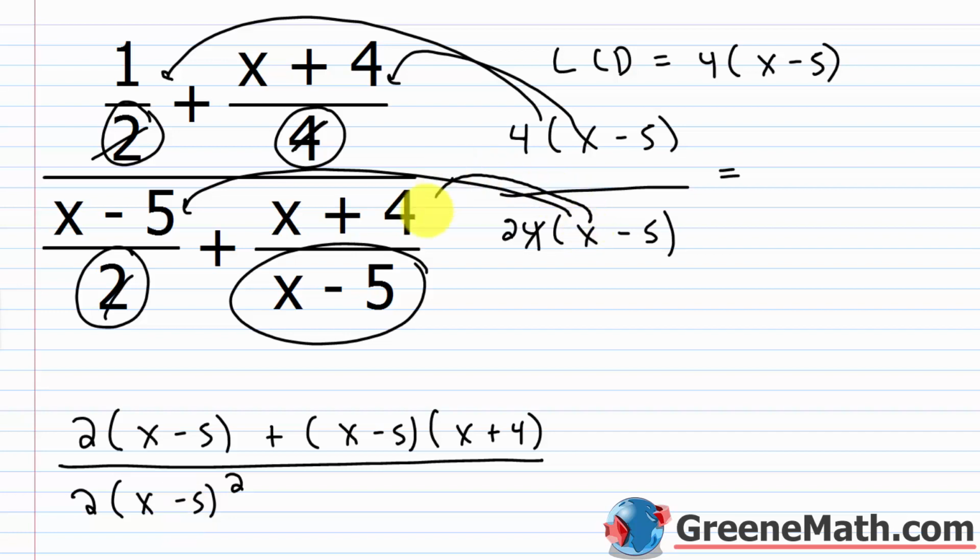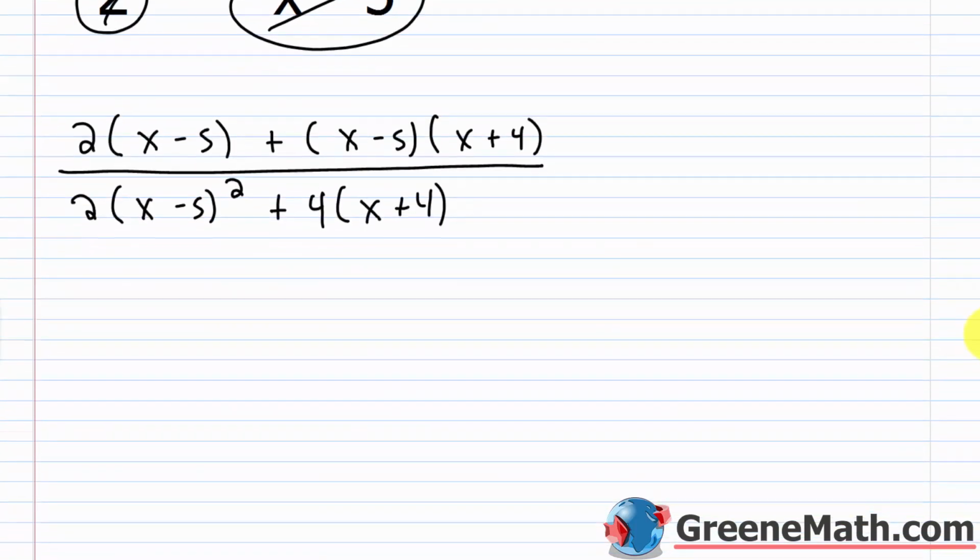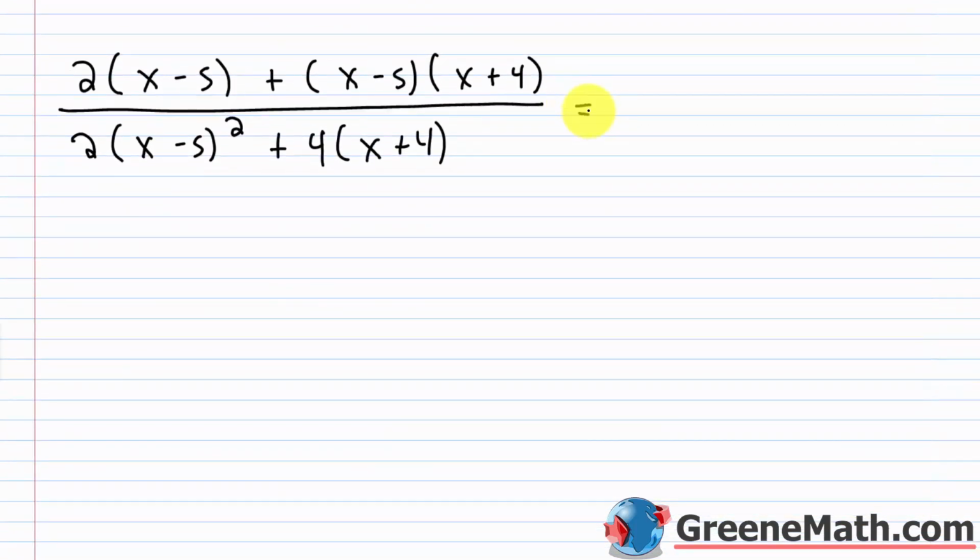Then for this guy, we'd multiply. In this particular case, you would have the x minus 5 here cancel with the x minus 5 here. And so you would have plus 4 times the quantity x plus 4. Okay? All right, let's get some room going. And now we just need to simplify.